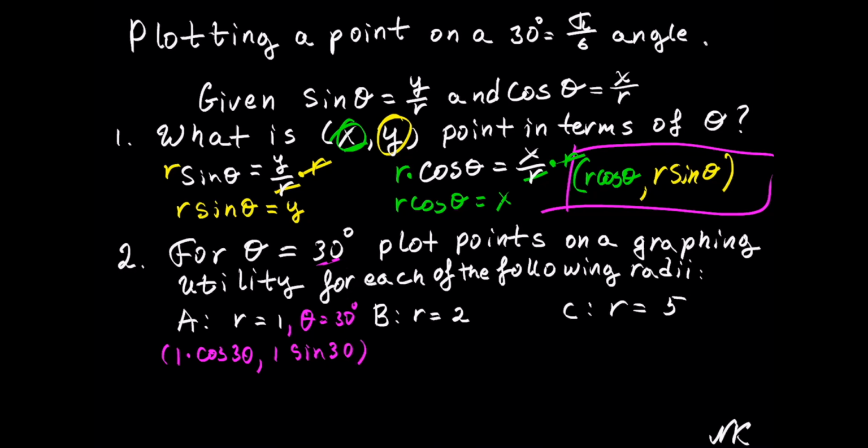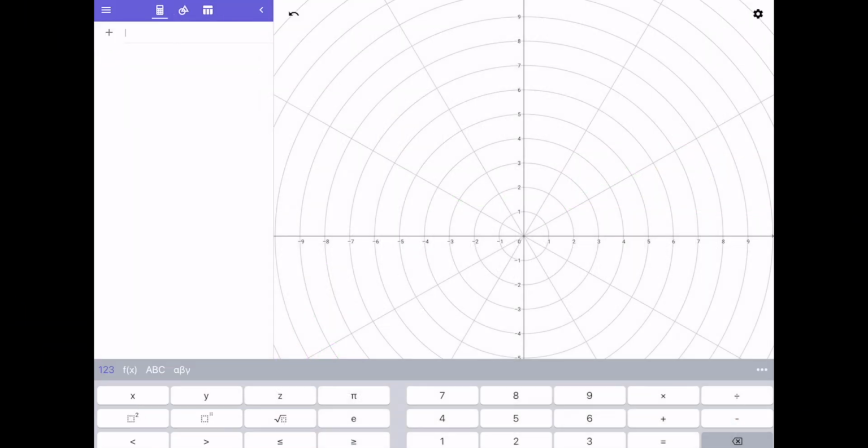We can simplify this. We have 1 times cosine, which will be just cosine of 30. 1 times sine will be just sine of 30. Let's plug this into a graphing utility. Over here I have a GeoGebra interface with the graph being in polar coordinates, which means it just divides the x and y axis into angle values. So let's plug our point in.